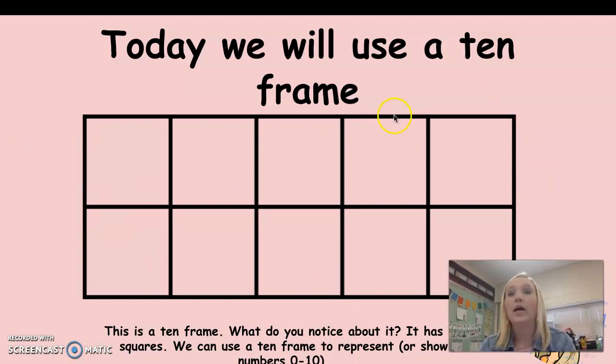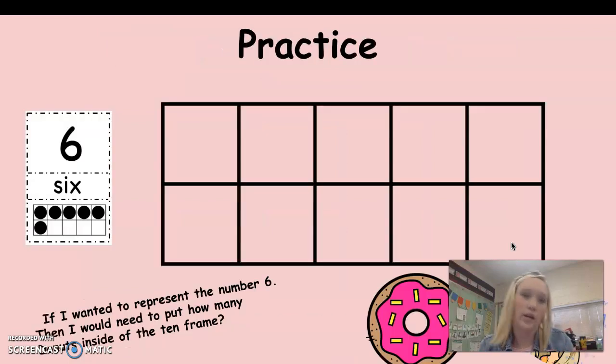What do you notice about the 10 frame? Go ahead and pause this video and you can explain what you know about the 10 frame. What I notice about the 10 frame is it has 1, 2, 3, 4, 5, 6, 7, 8, 9, 10 squares. It's a frame with 10 squares, and we call that a 10 frame. We can use a 10 frame to represent or show numbers. So we are going to actually practice using a 10 frame to show or represent a number today.